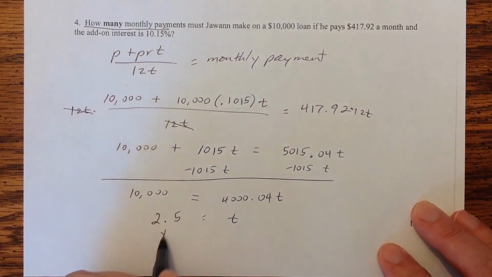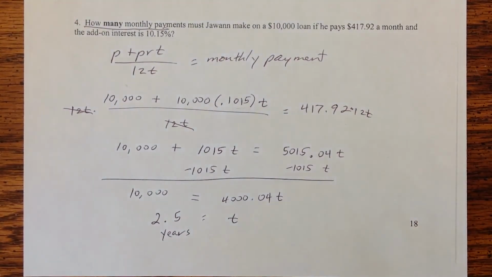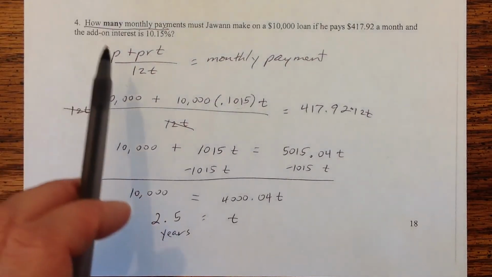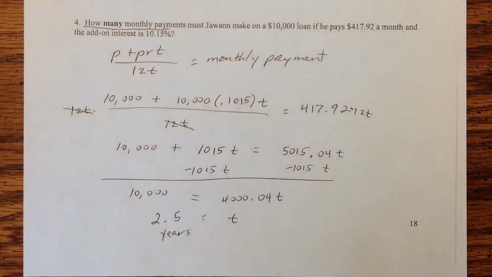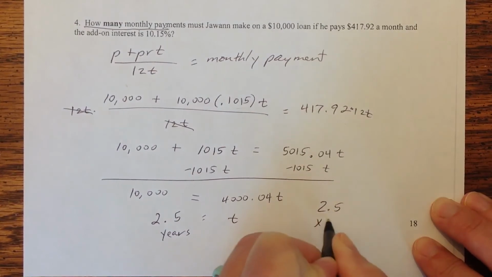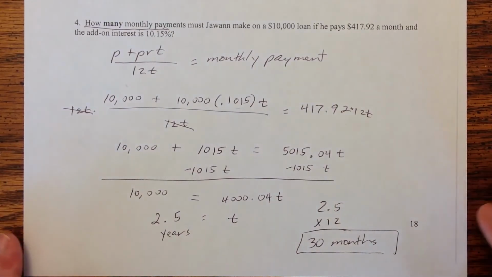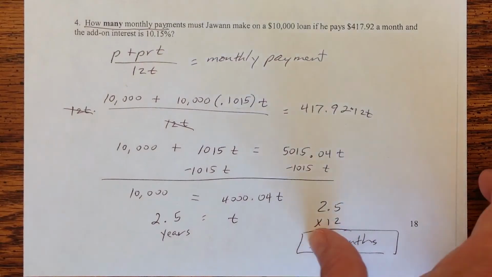Now 2.5 is labeled in years, so it's not quite our answer, but it helps us to get to our answer. So the question was, how many monthly payments? Well, there are 12 months in a year, so we're going to take 2.5 times 12, and we're going to get that there are 30 monthly payments. So Juwan has to make this payment for 30 months to get it paid off.